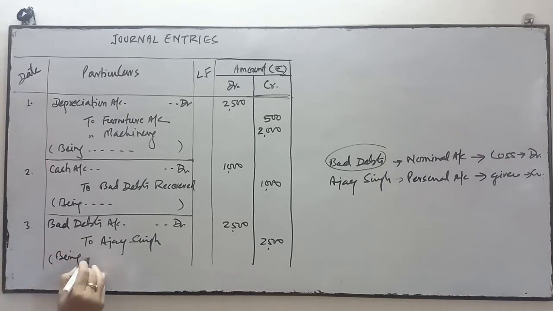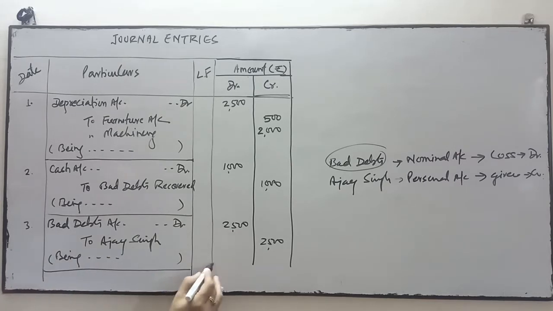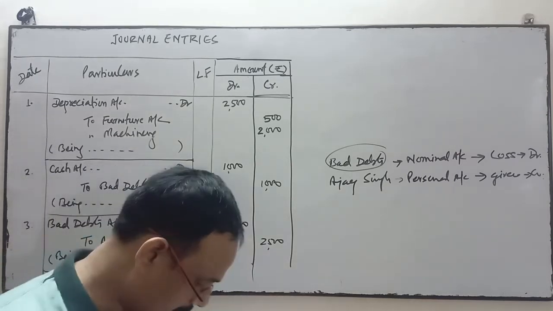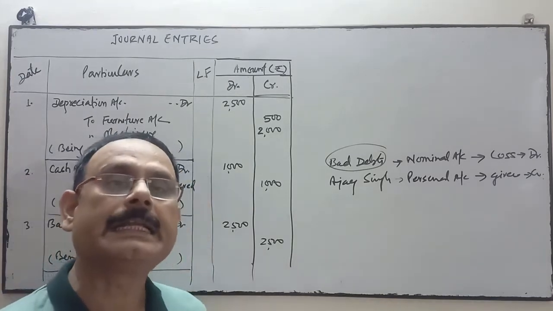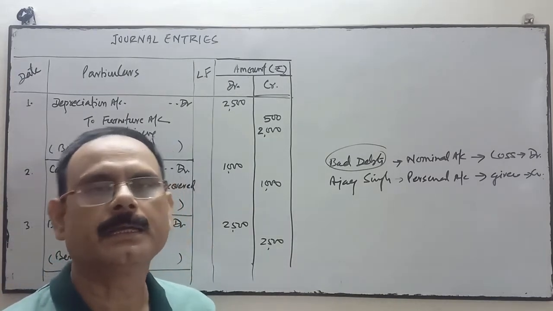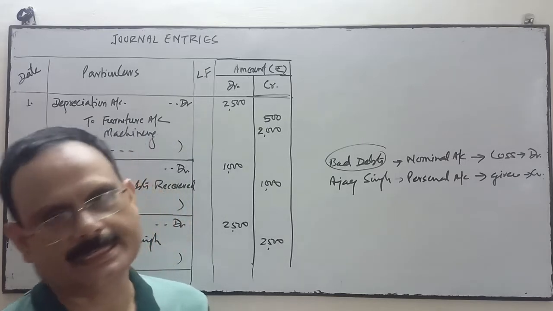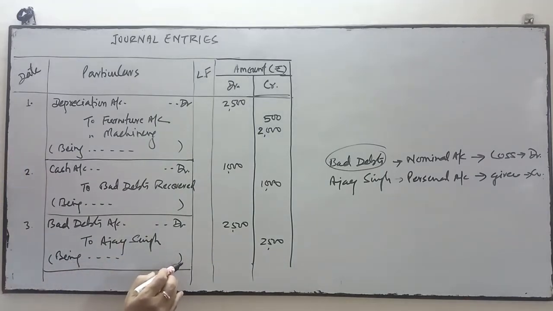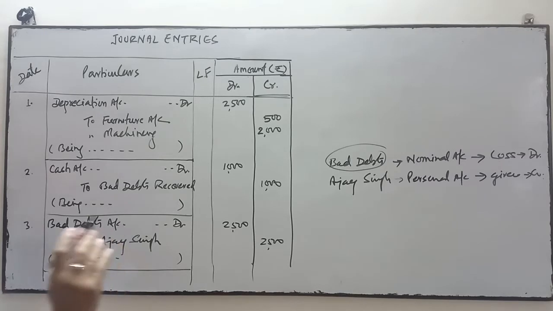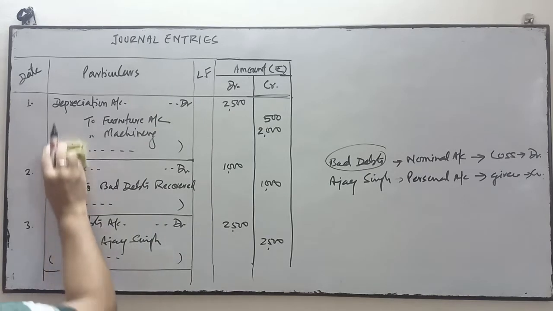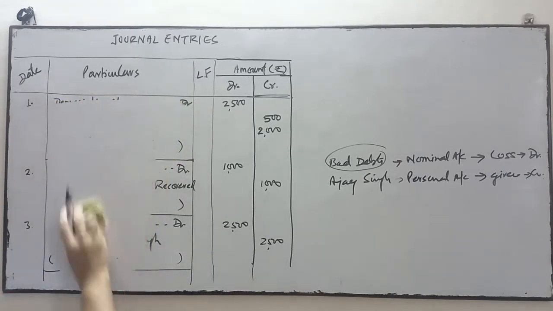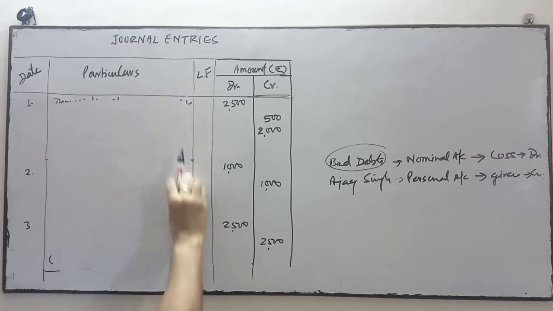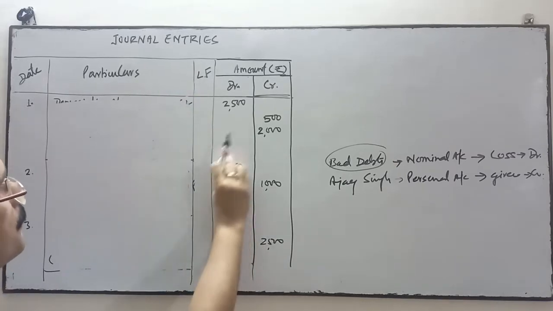Being, what will we write in the narration? Yes, we will write in the narration: being Ajay Singh declared insolvent and nothing has been recovered from his estate. That's it. This will be the narration. So is it clear? So next, we'll see the next transaction, the fourth transaction.